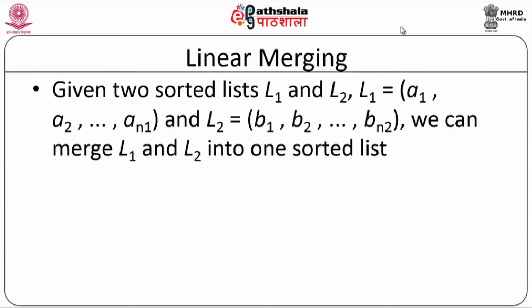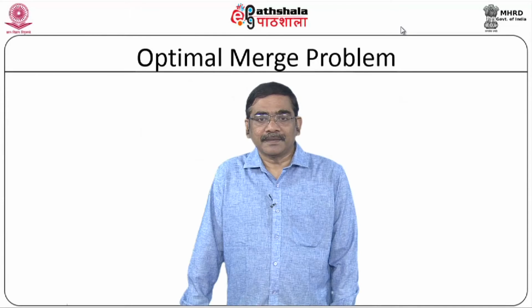It roots from the fundamental concept of linear merging. The problem of linear merging is like this: we are given two sorted lists L1 and L2. L1 and L2 have elements A1 to An and B1 to Bn. The problem is we have to merge the lists into a single sorted list.